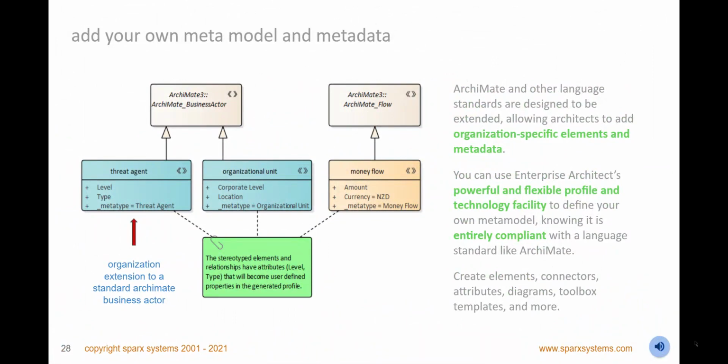Add your own meta-model and metadata to your architectural descriptions to create organization-specific elements that extend the standard languages such as ArchiMate and the Unified Modeling Language. Use Enterprise Architect's world-class profile and technology system to go beyond a simple meta-model, and add report templates, toolboxes, diagrams, predefined and structured properties with user interface controls such as drop-downs, spin controls, calendars, color pickers, and many more.